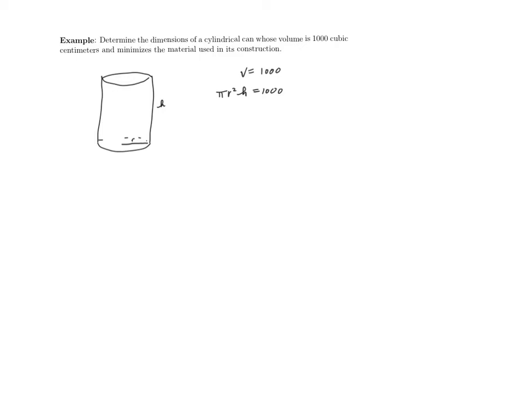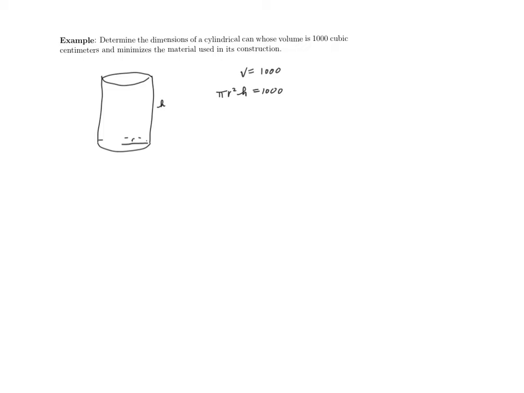And note this formula should make geometric sense. Pi r squared would be the area of, say, the top or the bottom circle, simply multiplied by the height. Now to think about the quantity that we would like to minimize. That would be the material used, i.e. we want to minimize the surface area of this cylinder.